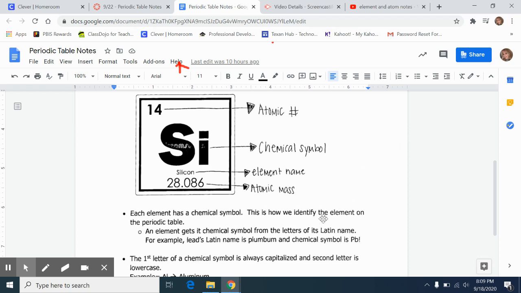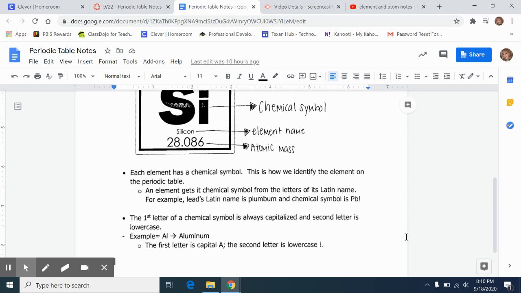An element gets its chemical symbol from its Latin name. So some of them make a lot of sense. With silicon, see, the first two letters are Si in the word, so Si makes sense. But since Latin is a different language than the English that we speak, some of the elements are a little funky with their symbols. For example, lead: its Latin name is plumbum, and the chemical symbol for lead is Pb. That's because we go by the Latin name for lead, plumbum.